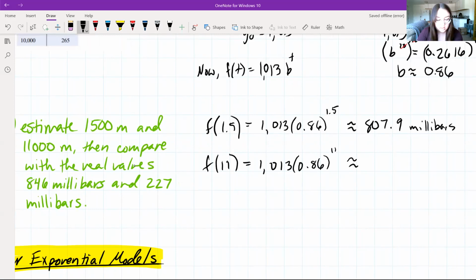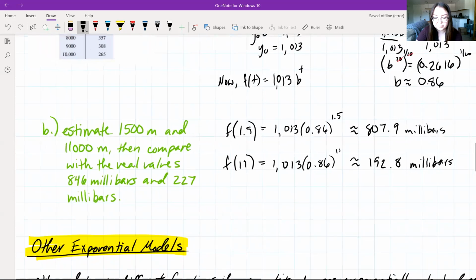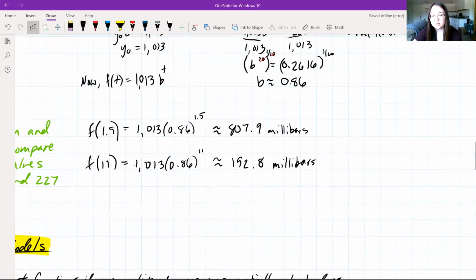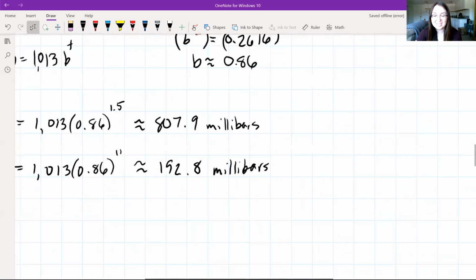And you would see that we would get 192.8 millibars. And what this question wants us to do is compare with the real values of 846 millibars and 227 millibars. So by using handy dandy Google, we can find what these values are.